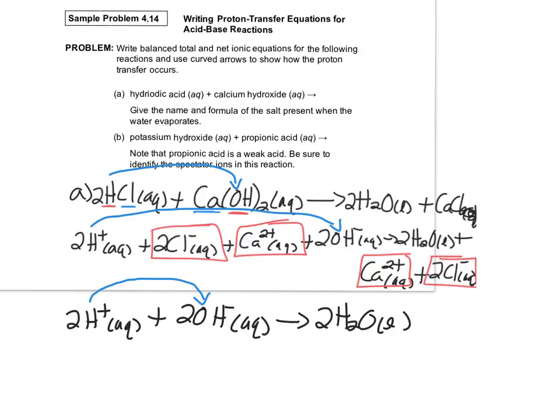but I will give you this one hint, okay? Notice it says propanoic acid. Propanoic acid is a weak acid. It is not going to break apart in solution. Weak acids do not. They stay together. Potassium hydroxide will break apart. Propanoic acid will not break apart because it's a weak acid. Okay?